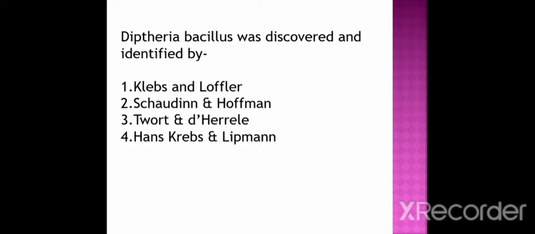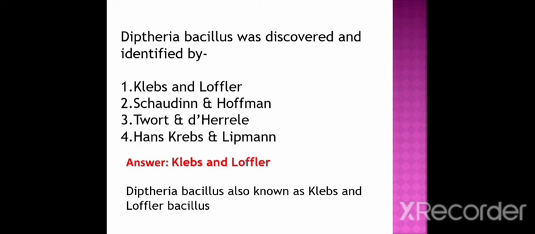The next question is, diphtheria bacillus was discovered and identified by option 1 Klebs and Loeffler, option 2 Schaudinn and Hoffmann, option 3 Twort and D'Herelle, and option 4 is Krebs and Lippmann. And the correct answer is Klebs and Loeffler. Diphtheria bacillus is also known as Klebs-Loeffler bacillus according to the discoverers.